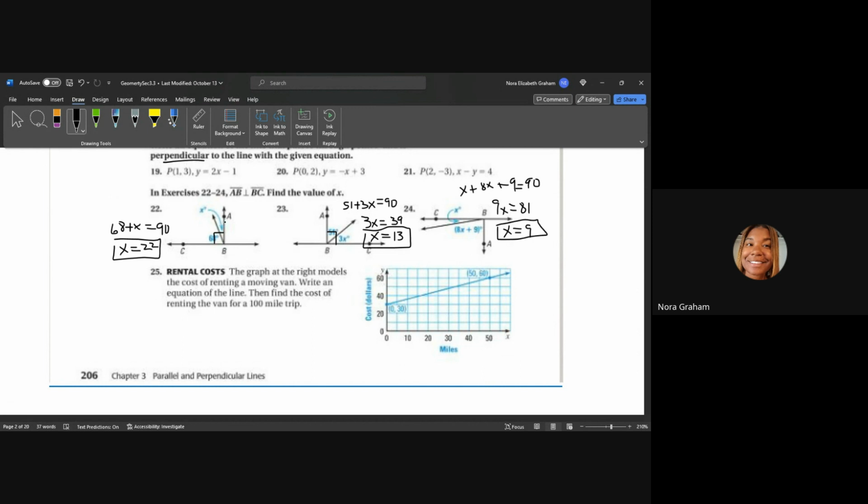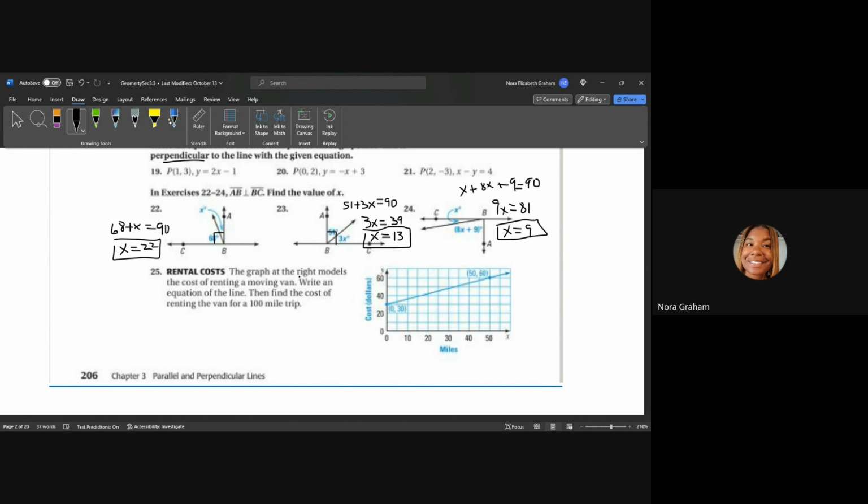This one, the whole trick was just remembering that when two lines are perpendicular, where they intersect creates a 90-degree angle. And let's go ahead and do this word problem, rental costs. The graph at the right models the cost of renting a moving van. Write an equation of the line, then find the cost of renting the van for a 100-mile trip.